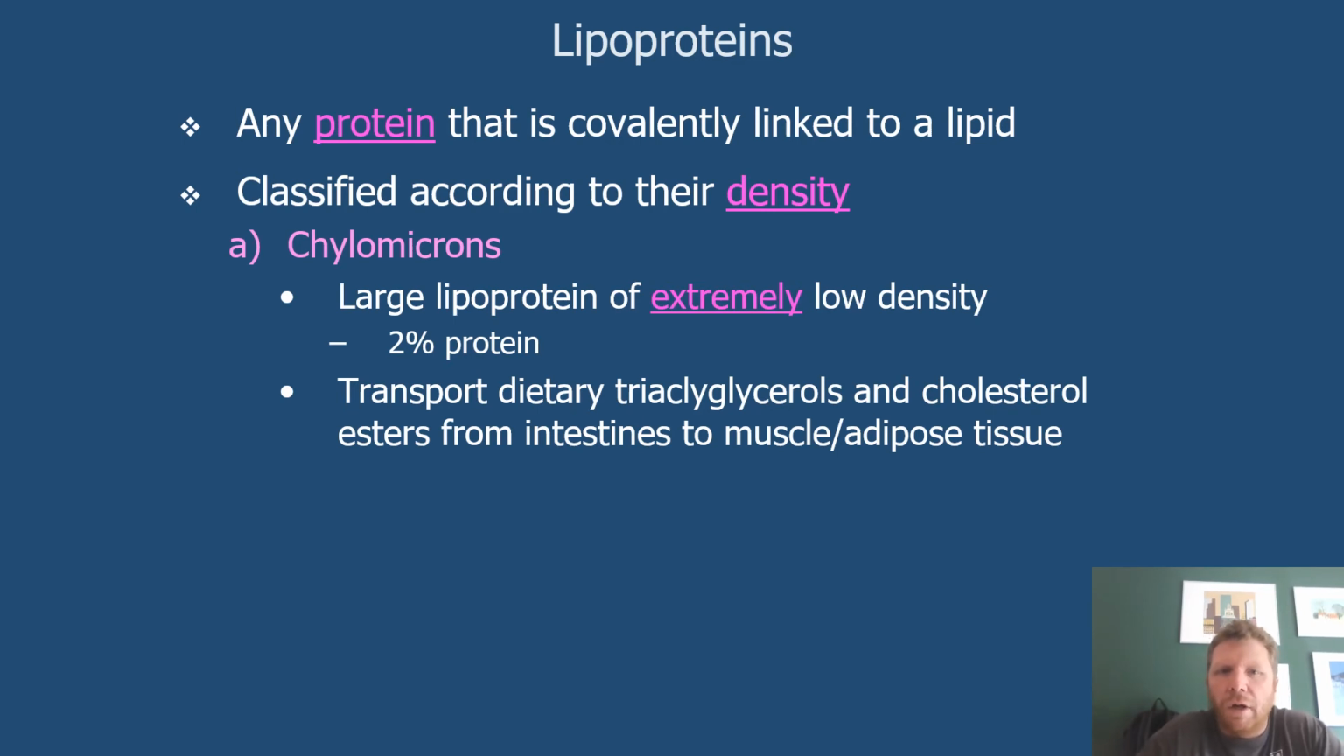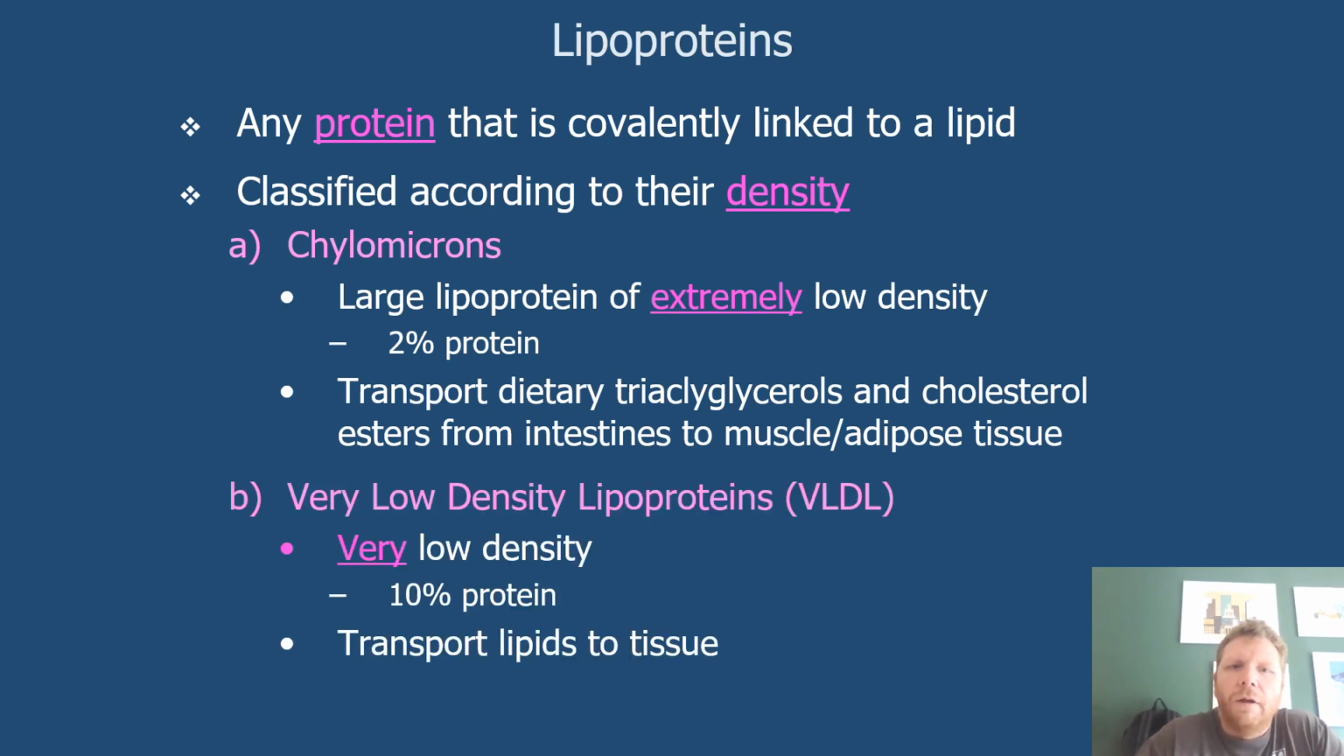Chylomicrons are a large lipoprotein of extremely low density, and approximately 2% of them is protein. Now, these transport dietary triacylglycerols and cholesterol esters from intestines to muscle and adipose tissue. VLDL, or very low density lipoproteins, are approximately 10% protein. These transport lipids to tissue. Okay, so VLDL transport those lipids to the tissue so they can be broken down maybe.